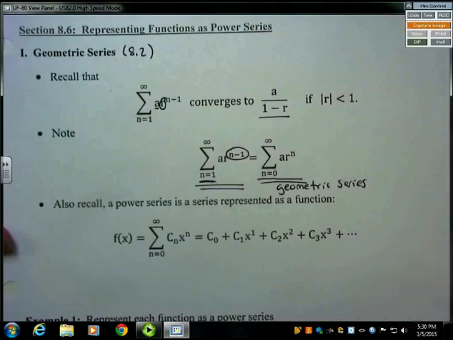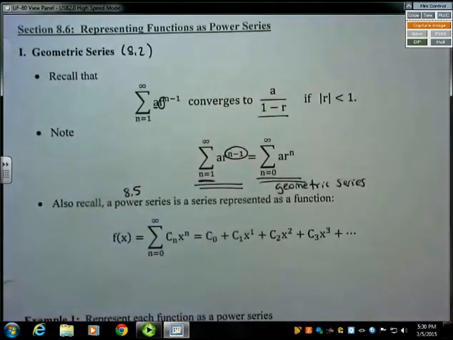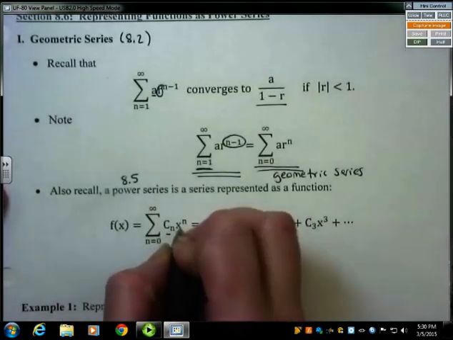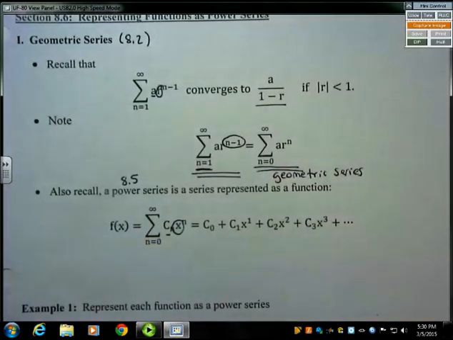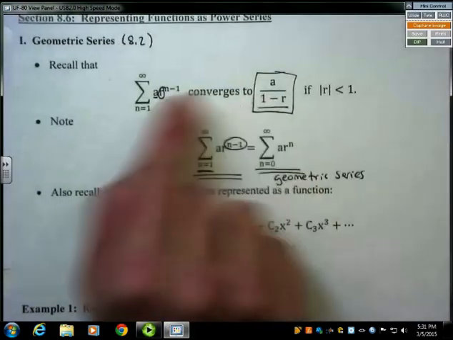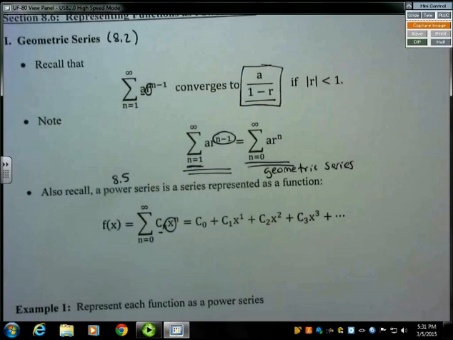This is important because if you recall from Section 8.5, the form of a power series is a sum from 0 to infinity of some coefficient times your variable x to the nth power. So what we're going to do in this section is we're going to try to take functions that were given and write them as a power series. So the idea is I'm going to take that function, I'm going to try to represent it in the form of a over 1 minus r to write it as a geometric series, which is in fact a power series. This section is almost working backwards from what we've previously done with geometric series.